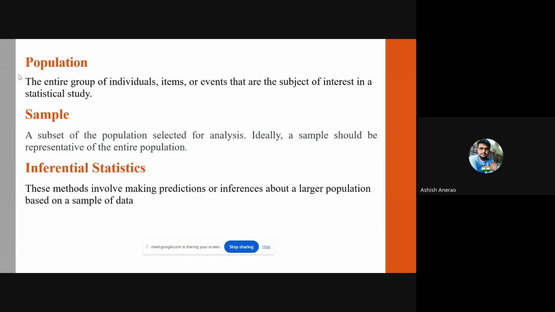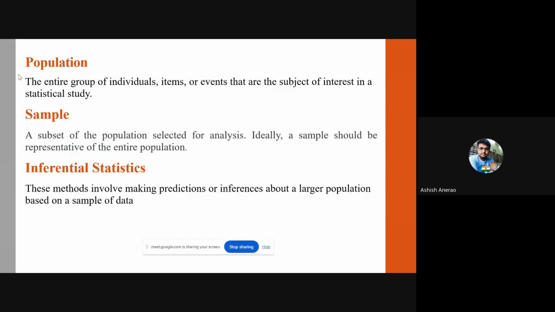Okay, so the number of people living in a big district, that's my population. Suppose I want to do some research related to a big city only, so the number of people that live in the big city, that's my population. So the number of samples, the number of observations present in our research or study area, that is nothing but the population.